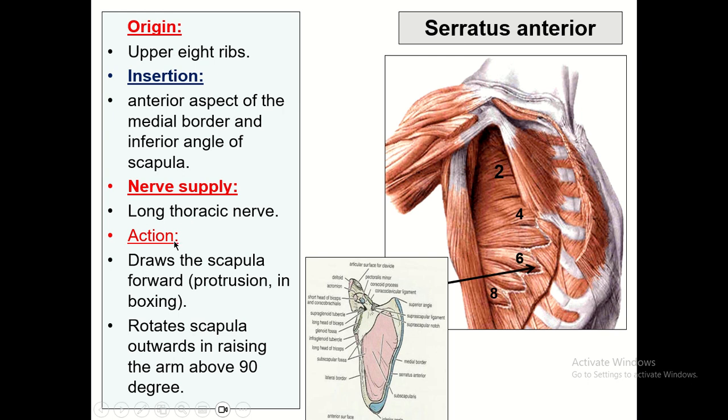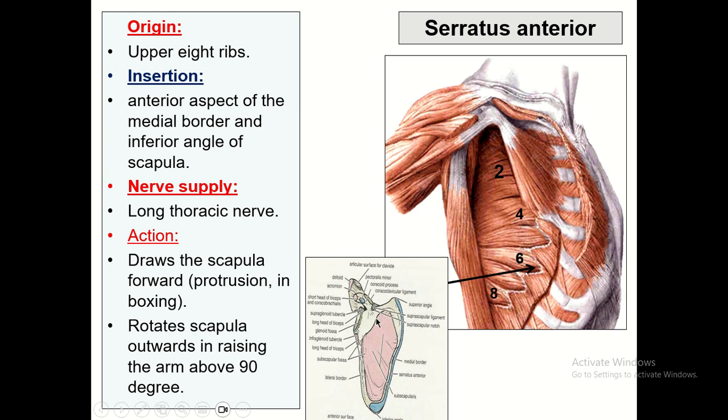What is the action of the serratus anterior? I want you to take note of this. It's very important. Since it attaches here, it will draw the scapula forward. When it contracts, it pushes the scapula forward. That is what you call protrusion, especially when you are punching someone in boxing. Your upper limb or your fist has to go forward, and that forward movement is what you call protrusion, and it is done by the serratus anterior.